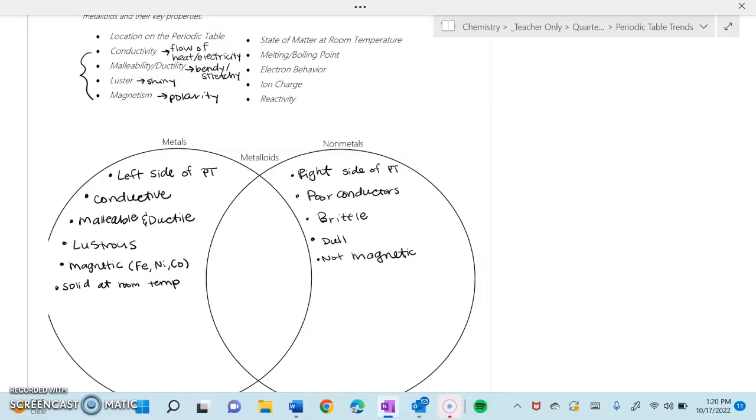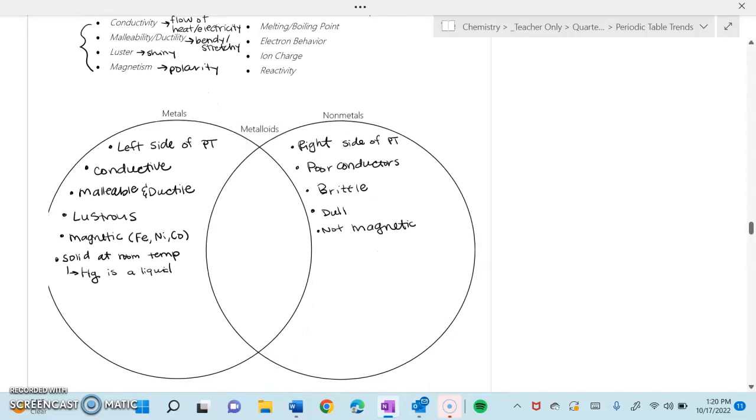There is only one element that's not a solid that is a metal, and that is mercury. Hg, mercury. Okay, and we said this is a result of having really high melting point and boiling point.